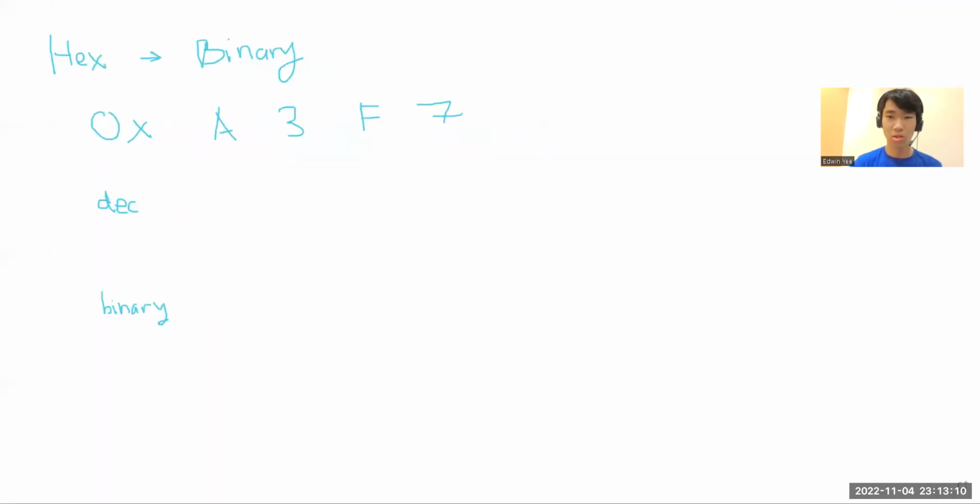So let me quickly screen share. There we go. The example that I have here is a hexadecimal of A3F7, and we're going to be trying to convert this to binary form. What's really cool is that each digit of hexadecimal corresponds to 4 bits. That means each hexadecimal digit can be represented with 4 digits of binary, since each digit of binary is 1 bit.